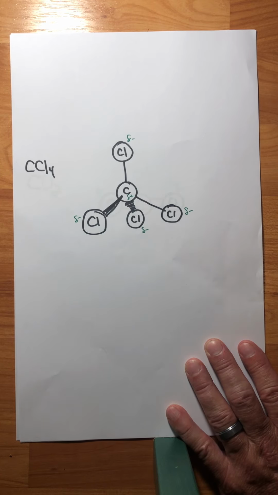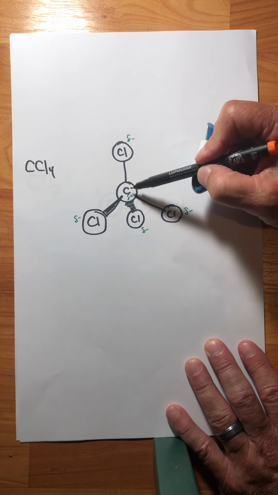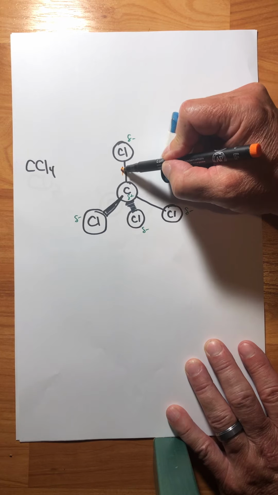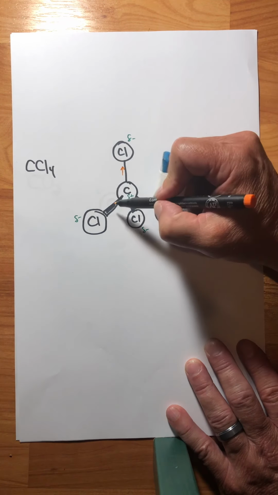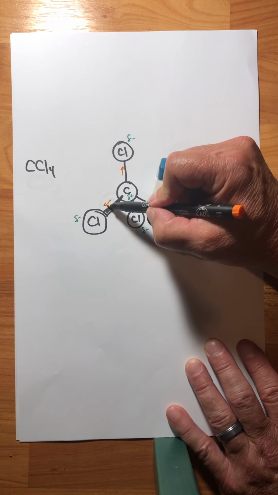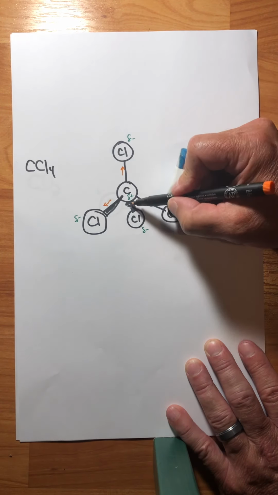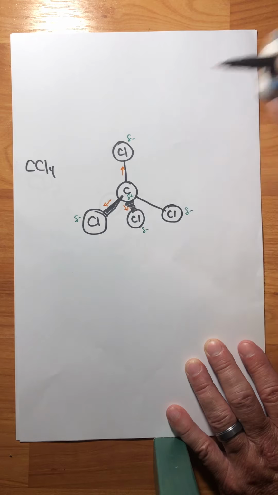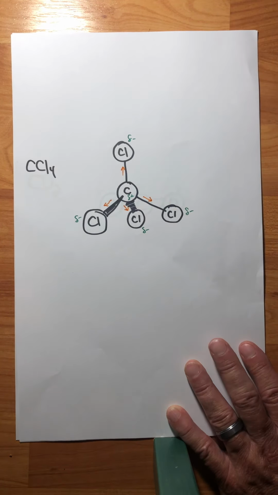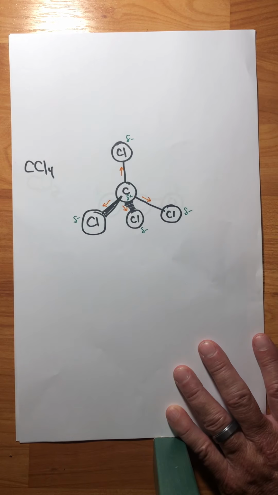There's also a polar covalent bond between carbon and chlorine. So technically, there's a little pull towards chlorine. This is a polar covalent bond, and again, there's another pull towards the chlorine. Same thing down here. There's a pull towards chlorine, and there's one here towards chlorine. So there are 4 pulls outward towards each individual chlorine.